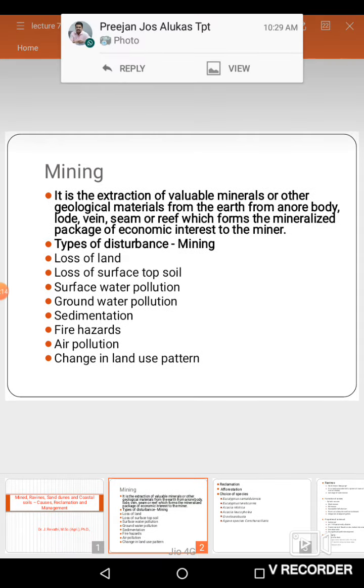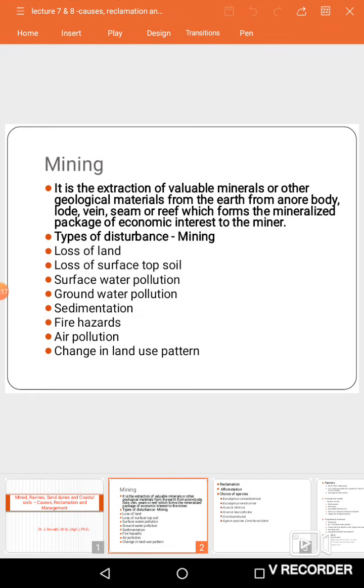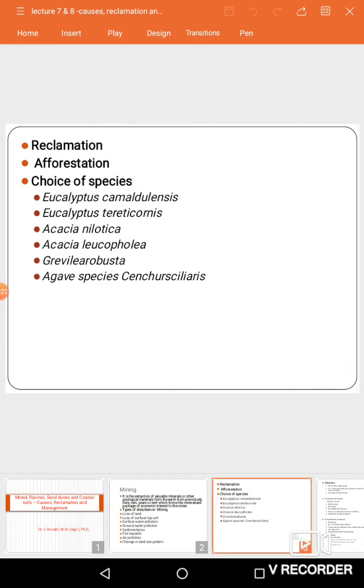Due to severe disturbance of soil, the land use pattern may be changed, and these types of mined soils may be reclaimed or managed by revegetation or afforestation using plant or tree species to minimize the loss. Some species like eucalyptus, acacia, and agave are used for revegetation of mined soils. Revegetation helps reduce the pollution in different ecosystems like water, soil, etc.